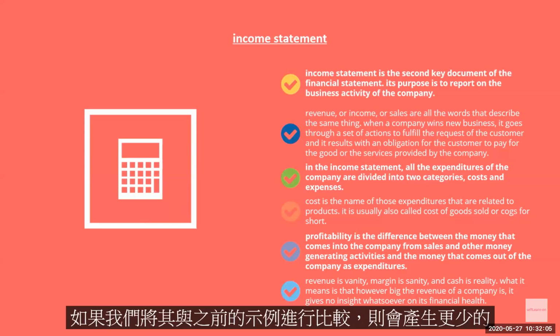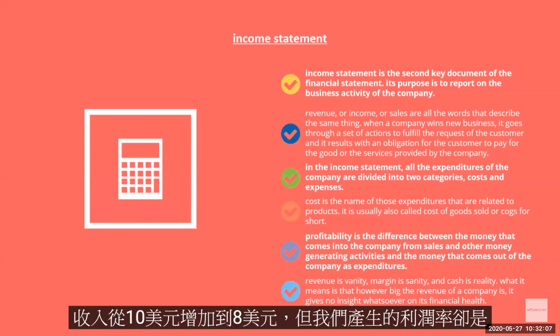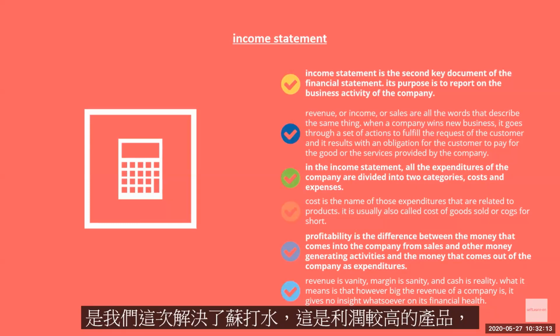If we compare that to our previous example, we have generated less revenue, going from $10 to $8, but we generated just as much margin. The reason being that we sold this time the soda, which is a higher margin product.